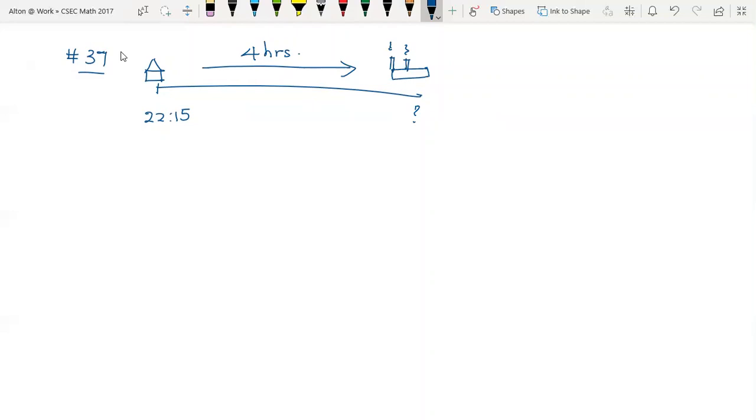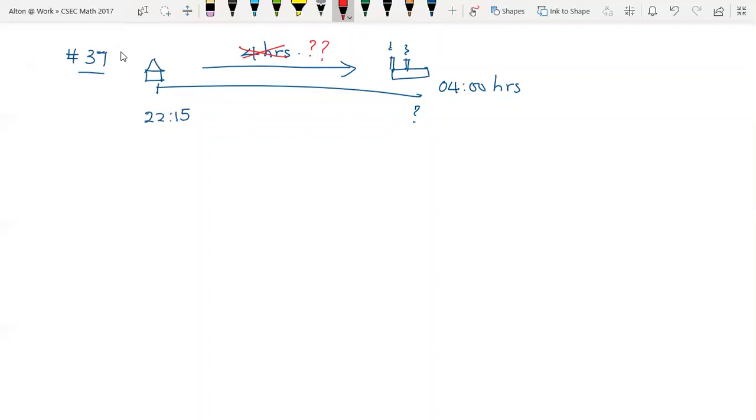Okay, so let me recap that. Let me read the question again. A man leaves his home at 22:15 and he reaches his destination at 0400. Right, so we need to remove this information. That is what we need to find. How long did his journey take?